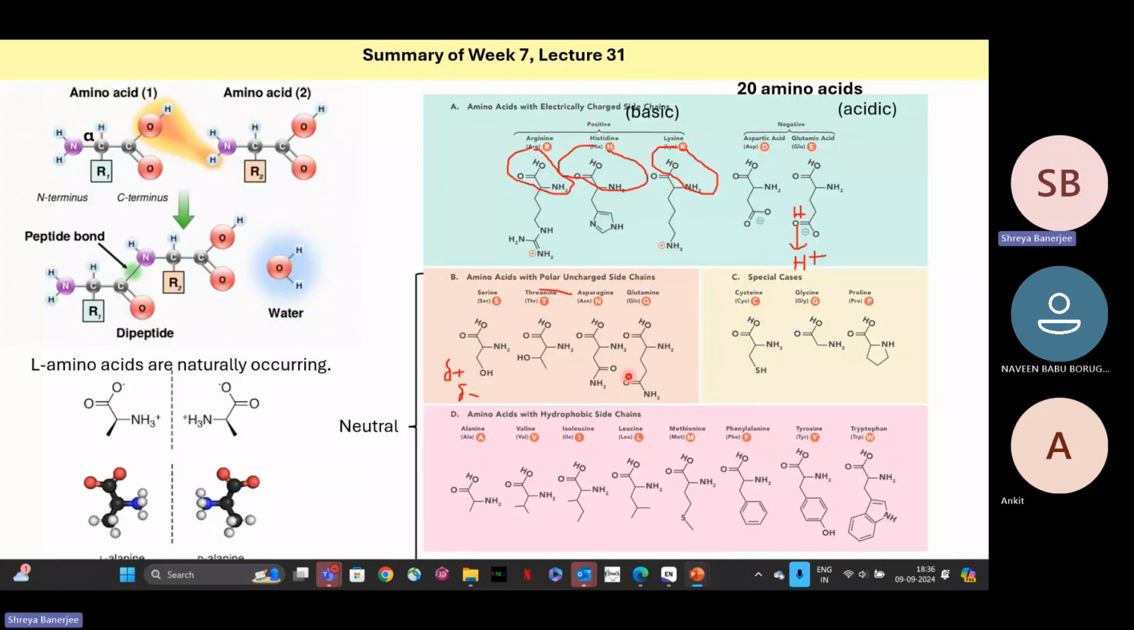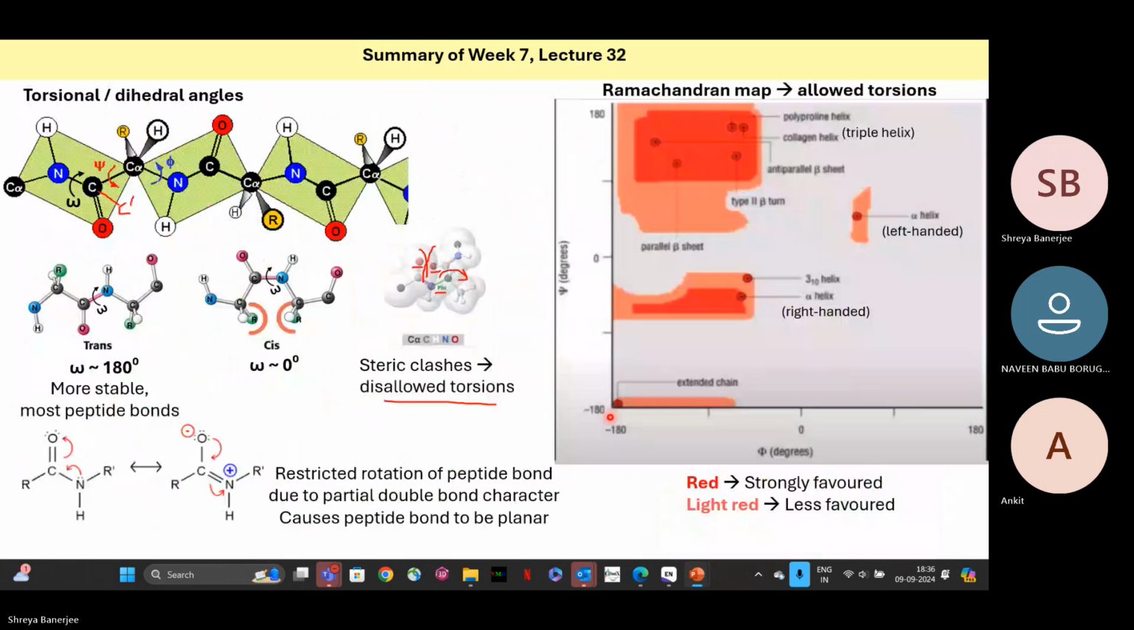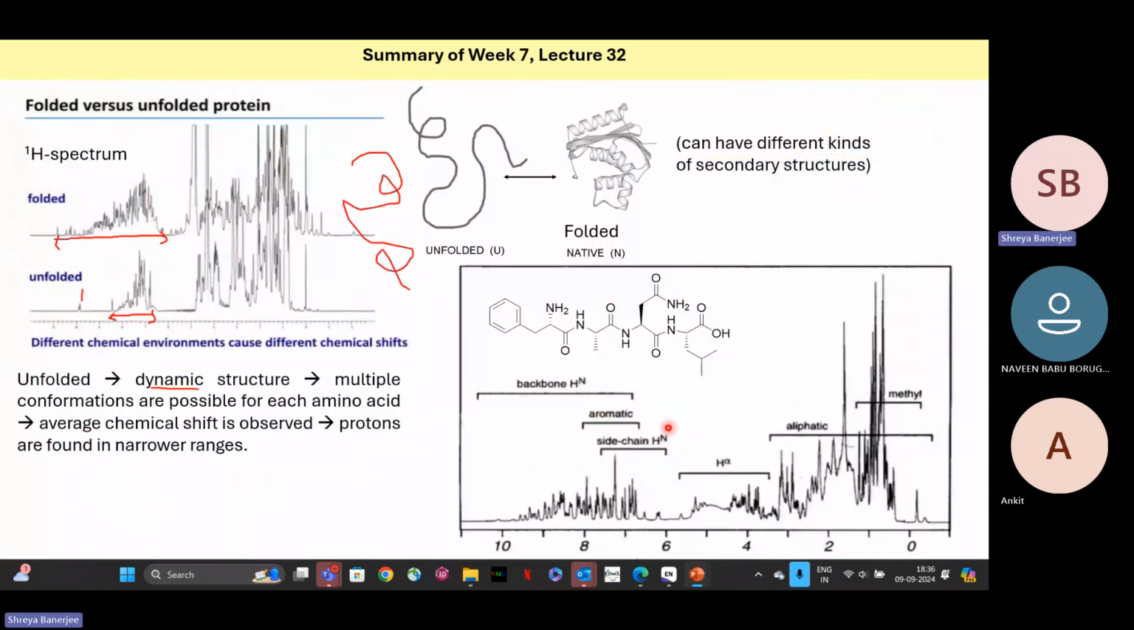Asparagine and glutamine are the ones which have side chain amide. So side chain CONH2, side chain CONH2. This is the region where they appear. Then you have a broad region from around 3.5 to 5.6 or so on, where the H alpha appears. And lower than that, you will get the different aliphatic protons or methyl protons. So there are characteristic ranges in which the different protons appear.